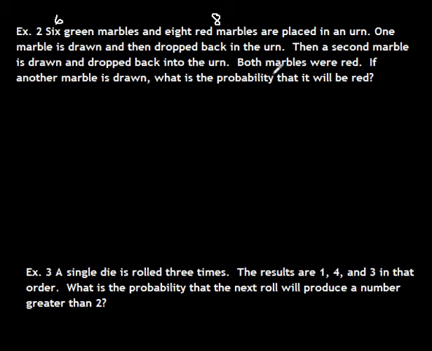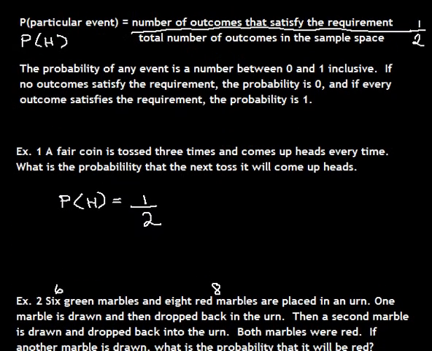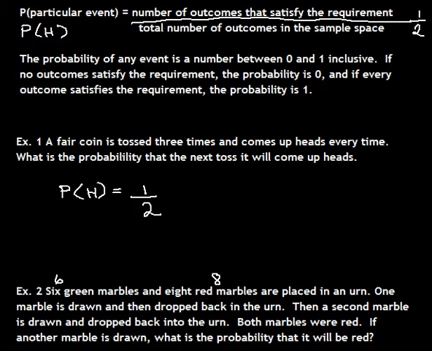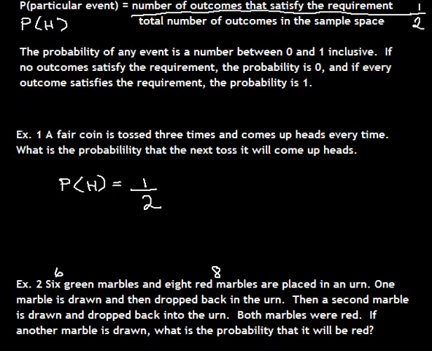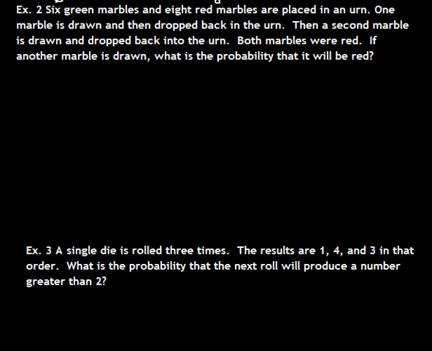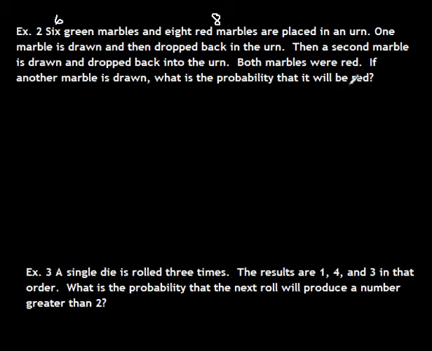Now they're trying to throw us. They're making us feel like it's going to be red again. But these are independent events. Every time you're starting over. All the marbles are in the bag, and it's just random what you're going to pick. So remember our formula that we had here. The probability of a particular event is the number of outcomes that satisfy the requirement over the total number of outcomes in the sample space. All right, so what is the probability of being red?